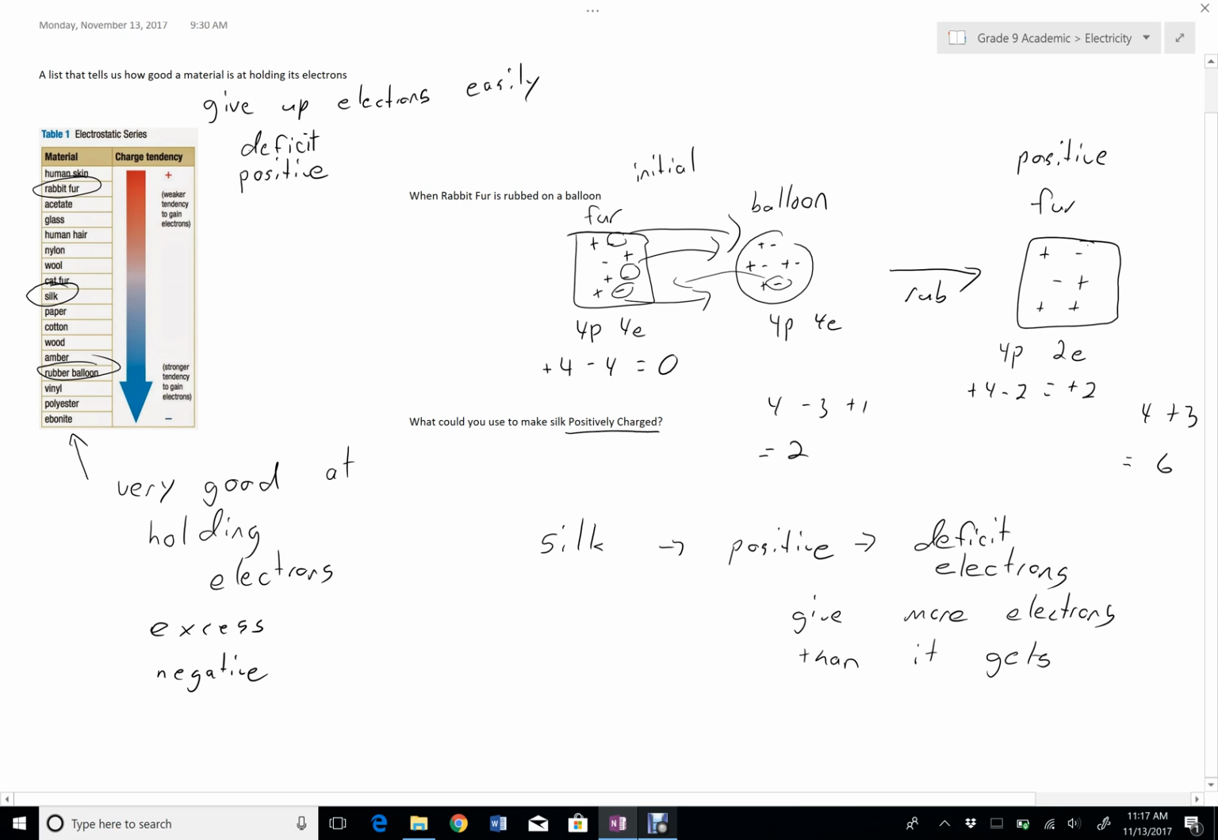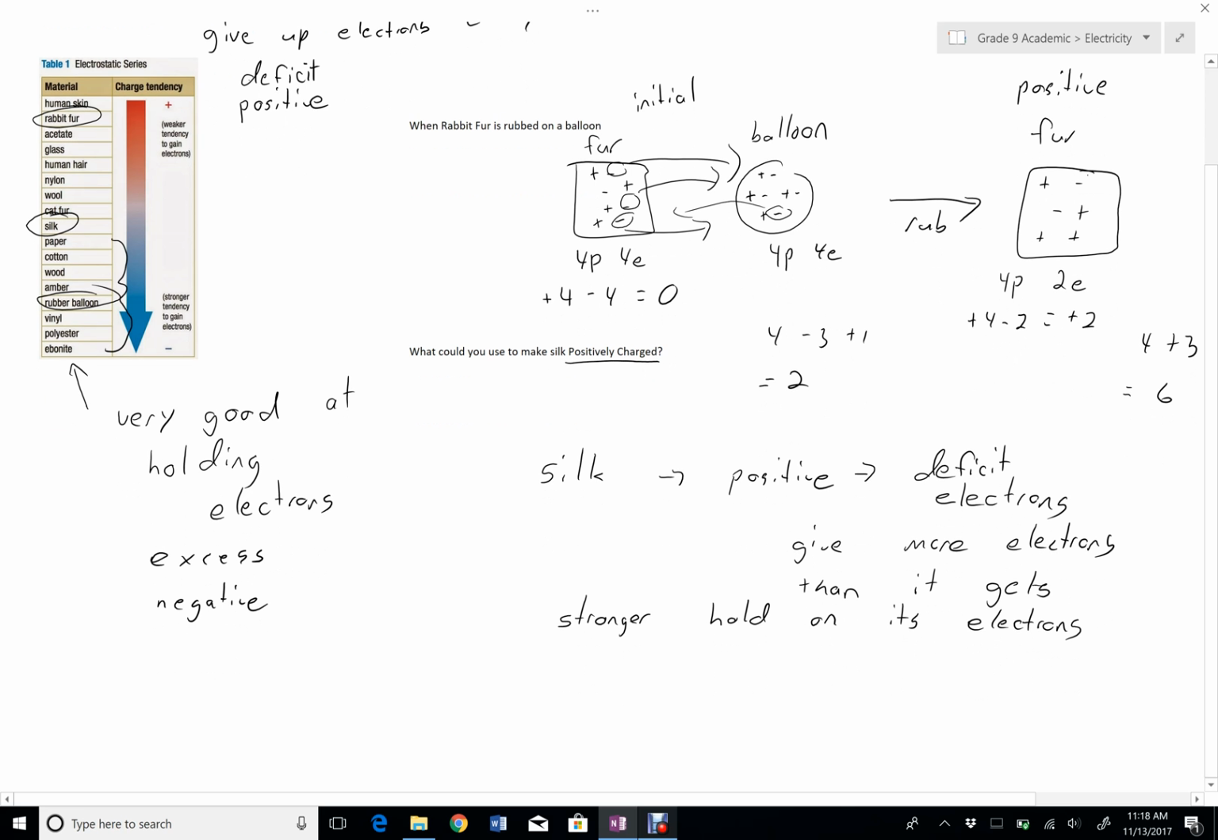What does that mean? Well, that means I need to pair it with something that has a stronger hold on its electrons. So where are those guys? Well, they're here. So I could use anything from the bottom of this chart. In this case, I'd probably pick something common like the rubber balloon. The balloon has a stronger hold on the electrons because it's lower on the chart.